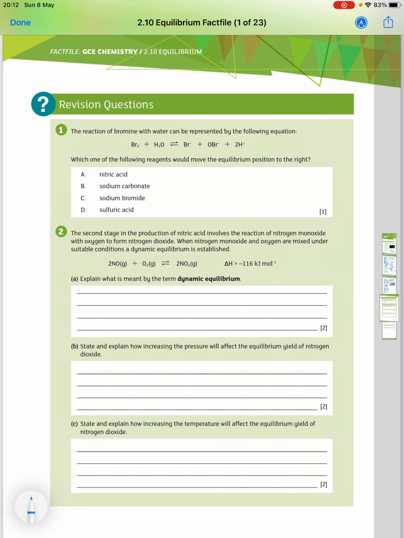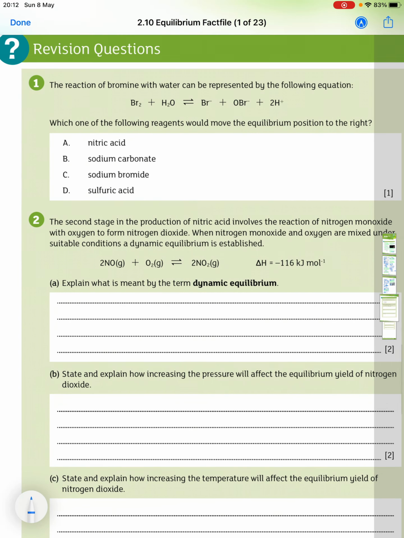Right, these are the answers for 2.1 Equilibrium Fact File. So question 1, the reaction of bromine with water can be represented by the following equation. Bromine and water gives us bromide ions, OBr minus and 2H plus. Which one of the following reagents would move equilibrium to the right?